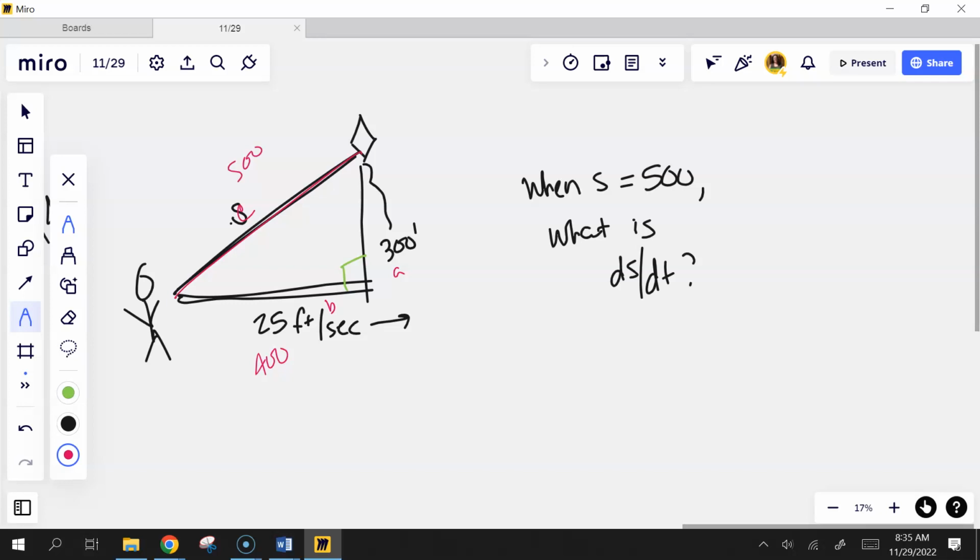Okay, help me set it up. What do I need? I need some equation that's going to relate ds dt, or dc dt, whatever you want to call it, to S, and I have A and B. And because I have A and B, I was able to find that hypotenuse side, right? Or vice versa. Any ideas? Well, this one's Pythagorean theorem. A squared plus B squared equals C squared.